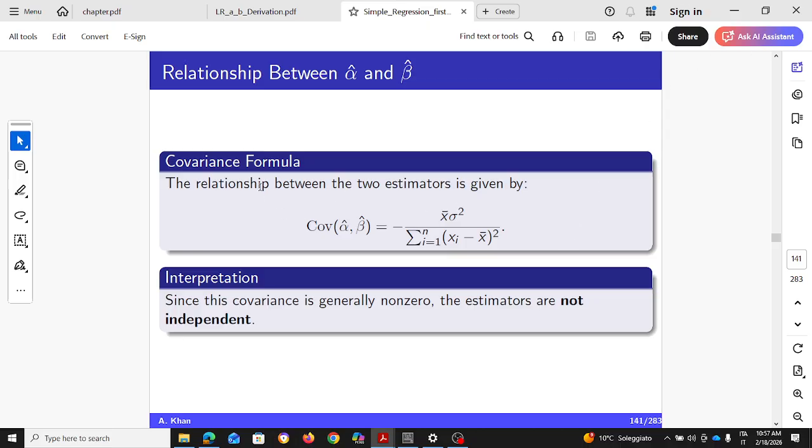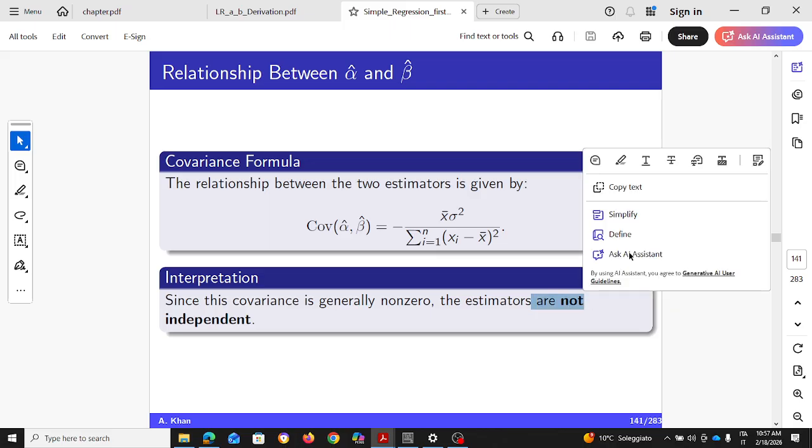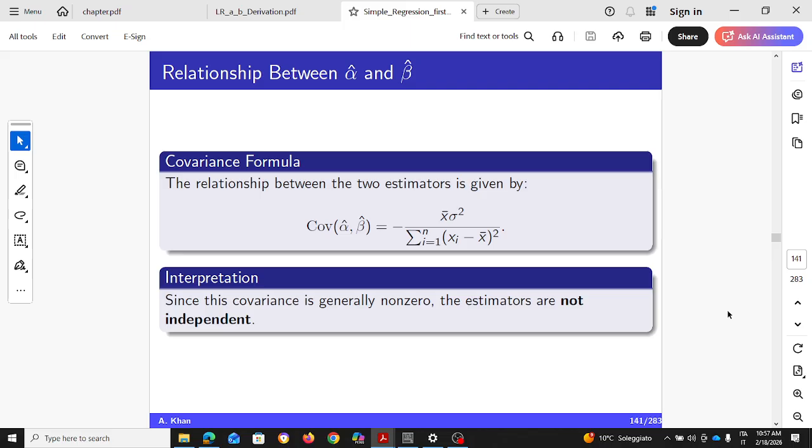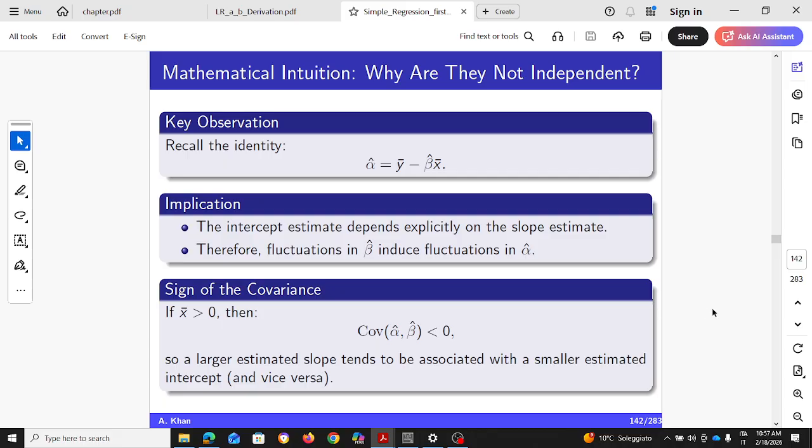And to know the correlation between the two estimators, we can use this relation to find the covariance between the intercept and the slope. But generally we say that the covariance is equal to 0 and we consider them not to be independent. So the estimators have some influence on each other, the intercept and the slope.